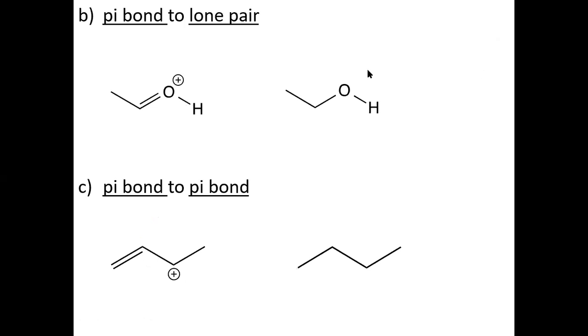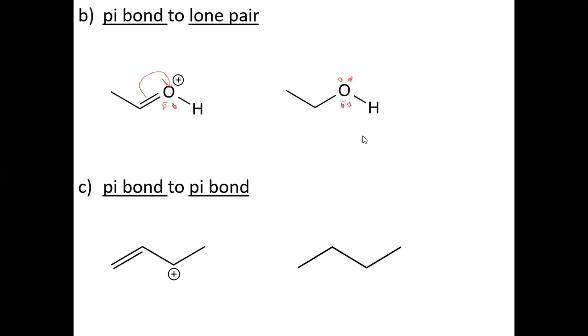Now we have pi bond to a lone pair. So we can go from a pi bond to a lone pair. Here we're going to go back onto the atom. And so now I'm going to draw on this atom. There's also a lone pair there already. It's not drawn, but it's there. That stays the same, but now I put that lone pair back on the oxygen like that. So I went from pi bond to lone pair.